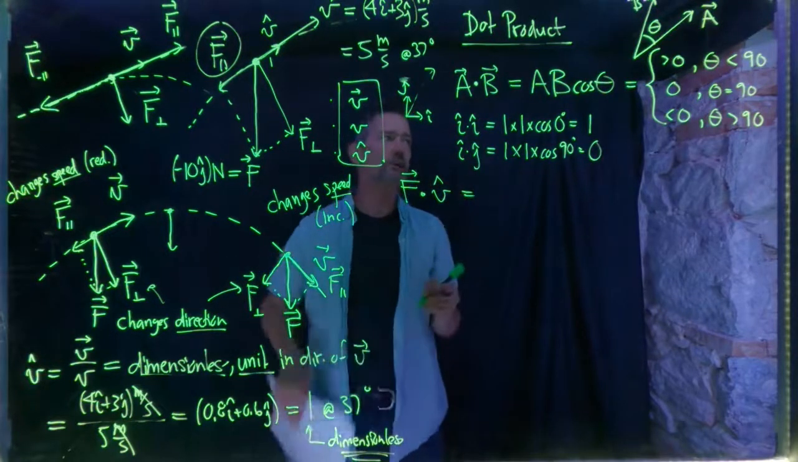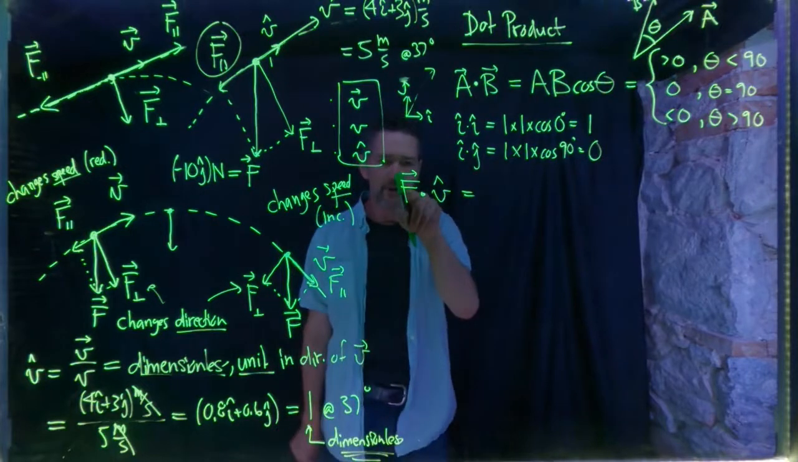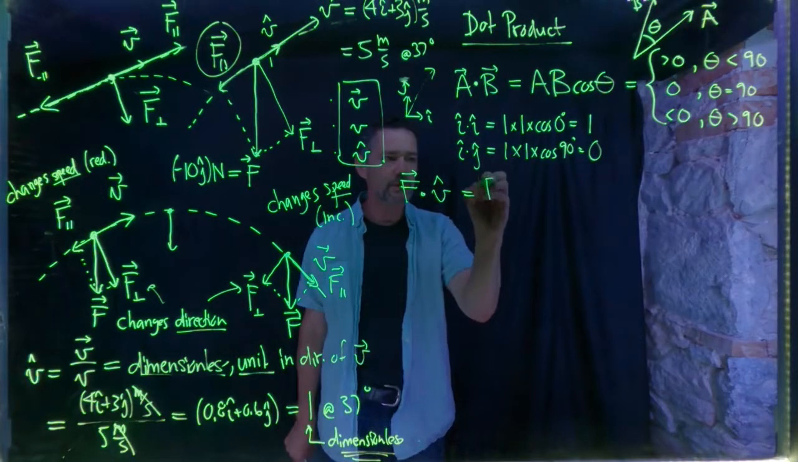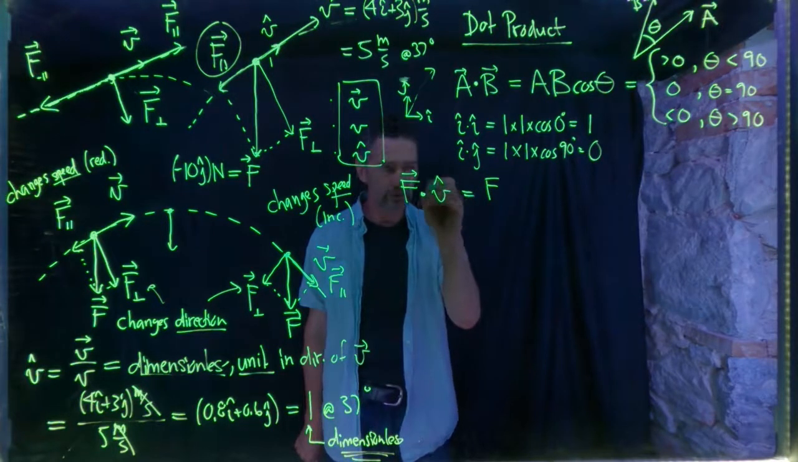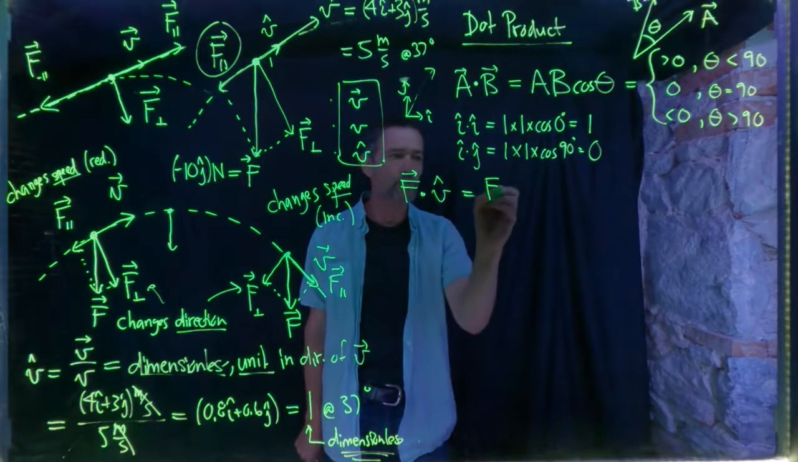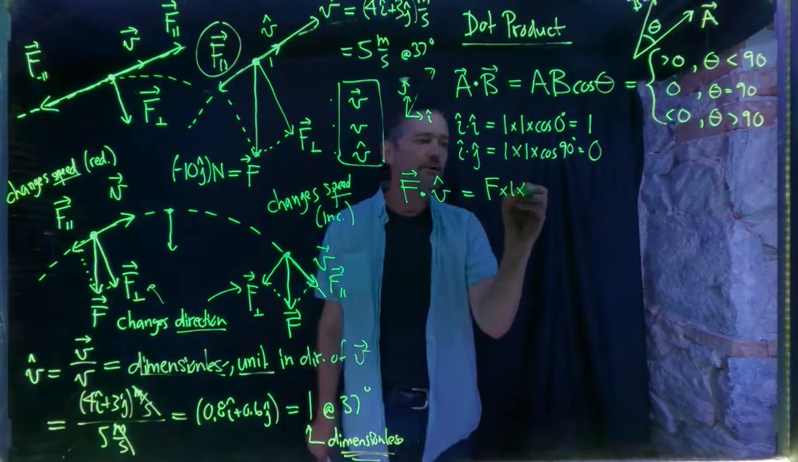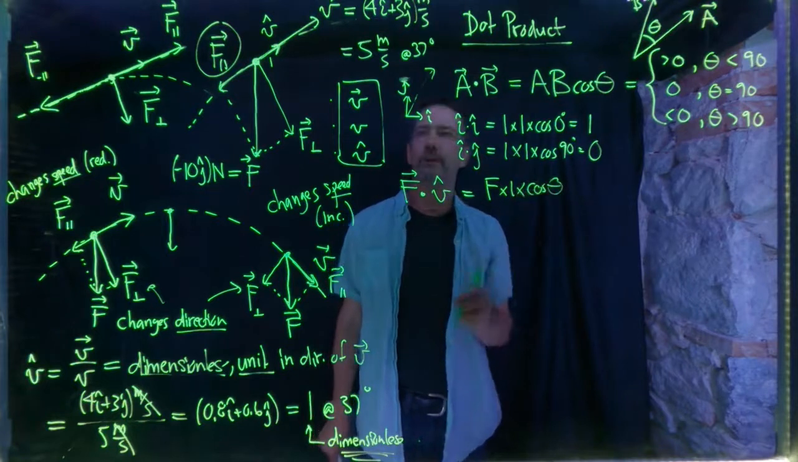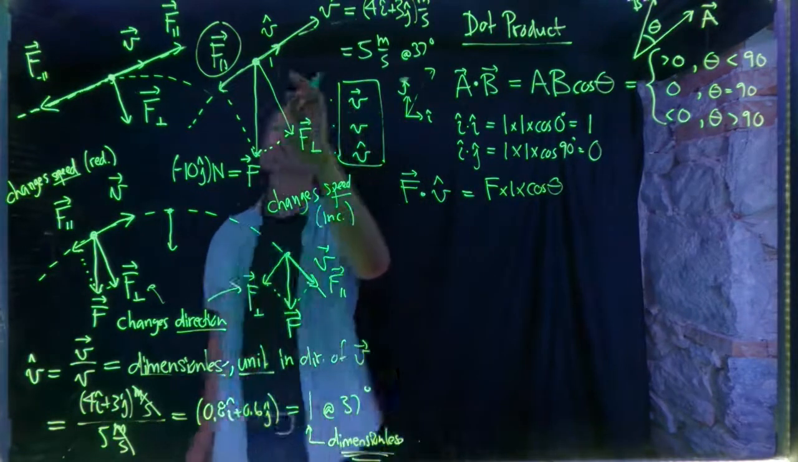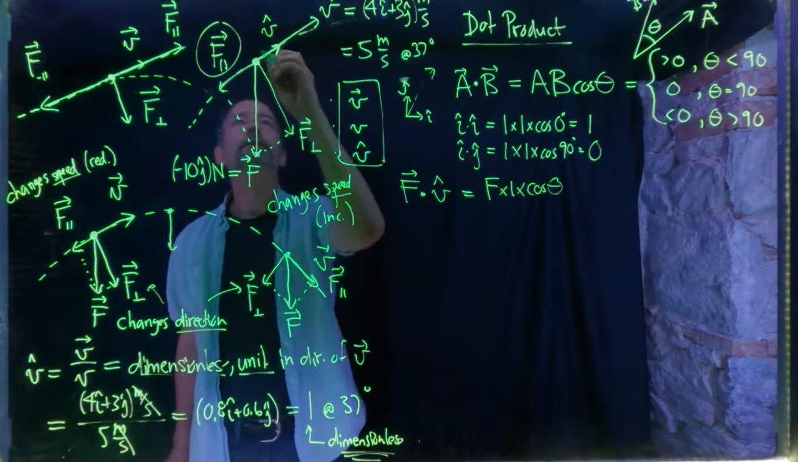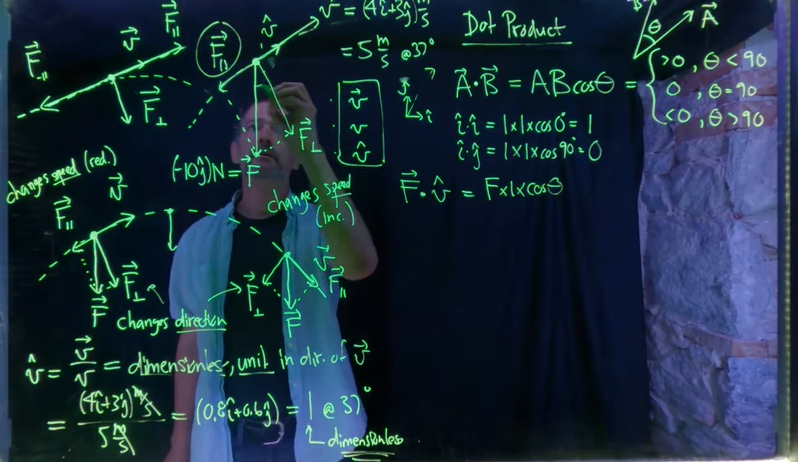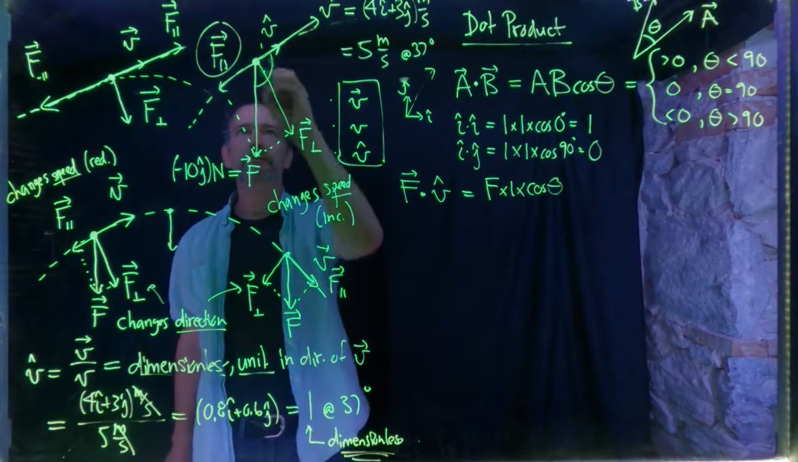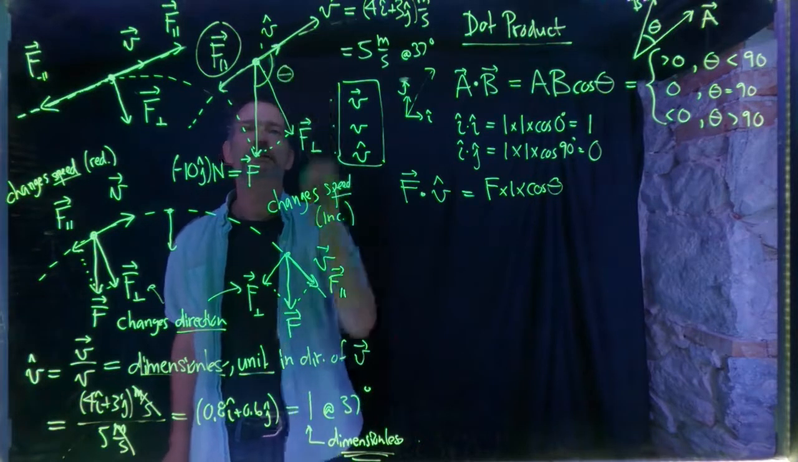According to the definition of the dot product, we take the magnitude of the first vector, which is the symbol F without a vector or without a hat, times the magnitude of this vector, well that's a unit vector, so that's just 1, times cosine of the angle in between them. Well, what's the angle in between them? Get rid of that 1 there. The angle between F, this is F, this is v hat, the angle between them is theta.